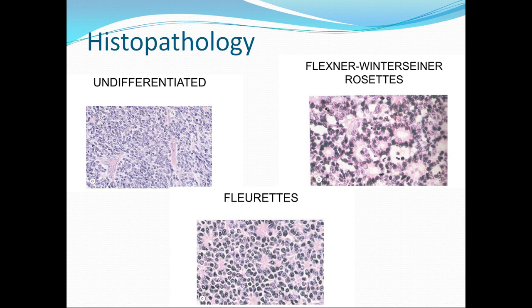Homer-Wright rosettes consist of cells arranged around a central neurofibrillary tangle. Pseudo-rosette refers to the arrangement of tumor cells around blood vessels. Fleurettes are clusters of cells with long cytoplasmic processes projecting through a fenestrating membrane resembling a bouquet of flowers.